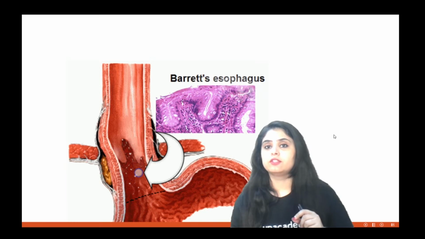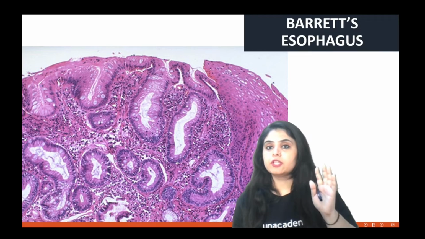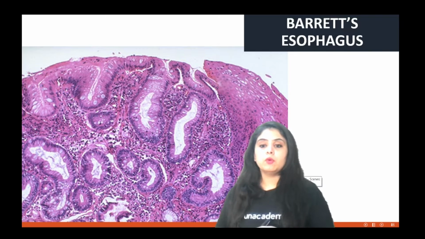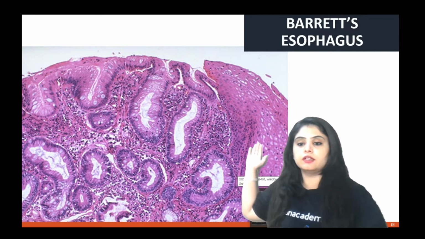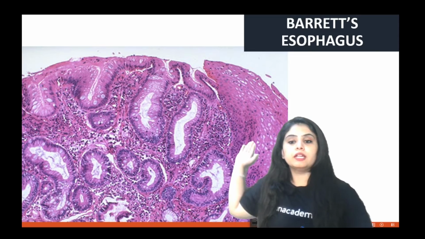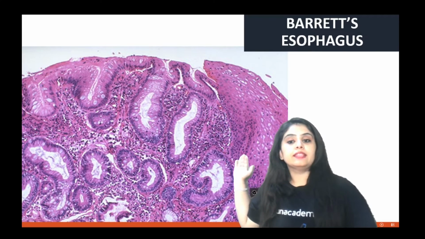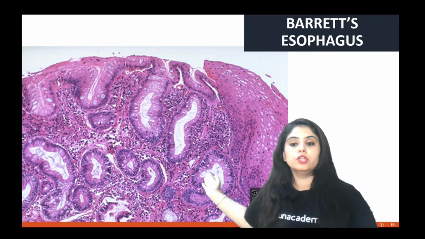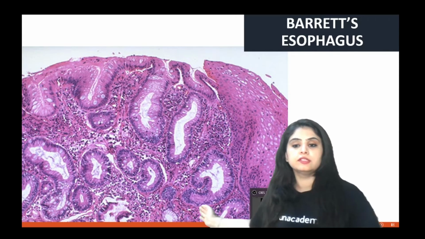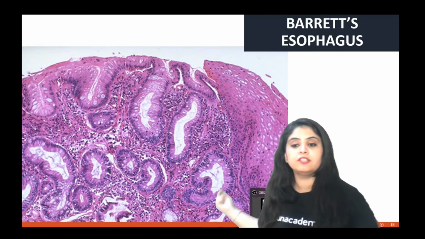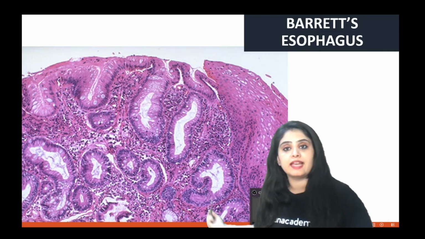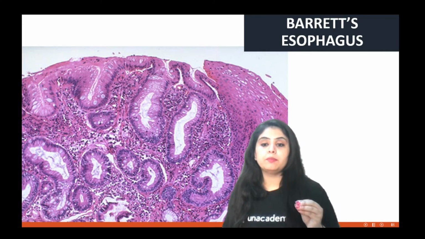Let's look at the histopath of this, guys. It's a very simple picture. You just need to focus on two parts of this picture. Number one, as you can see right over here, this entire part is the squamous epithelium. And then what is it suddenly changing into? Do you notice these round structures out here? These are the glands. So please remember, this squamous epithelium is changing into these glands, that is the columnar epithelium.